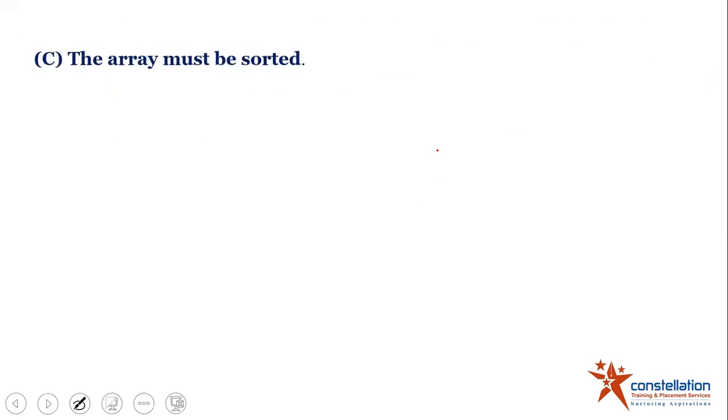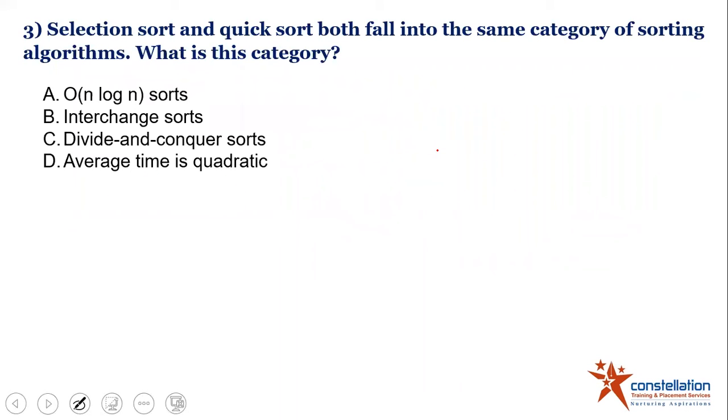So that was the correct answer. Now the third one, a straightforward one. Selection sort and quick sort both fall in the same category of sorting algorithm. What is this category? Basically it is interchange sort.